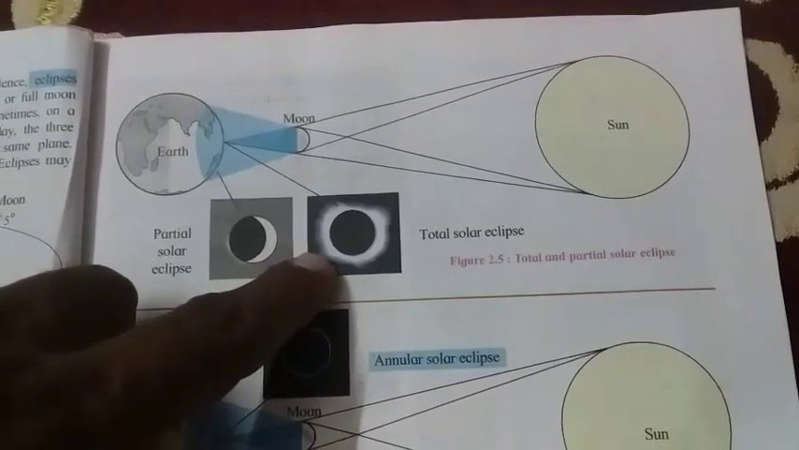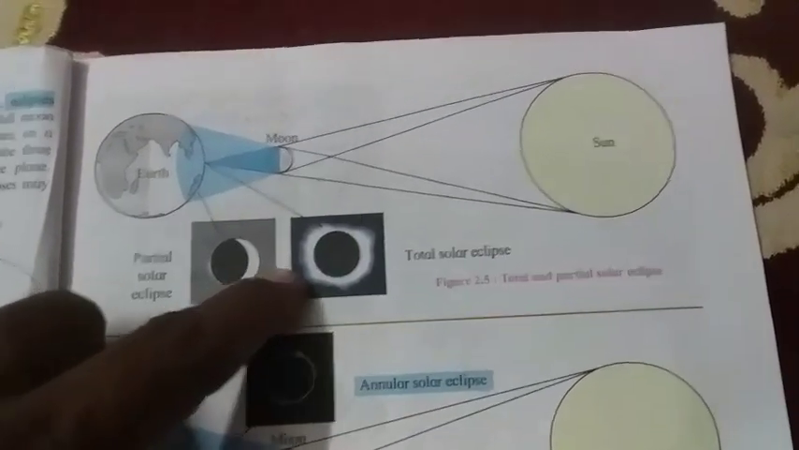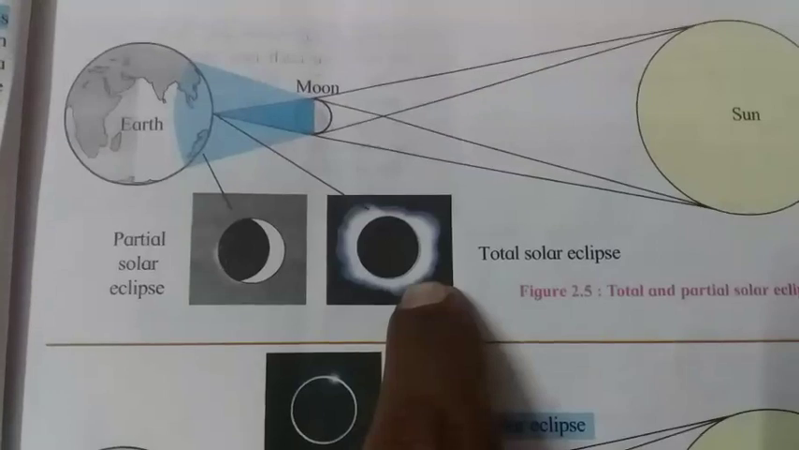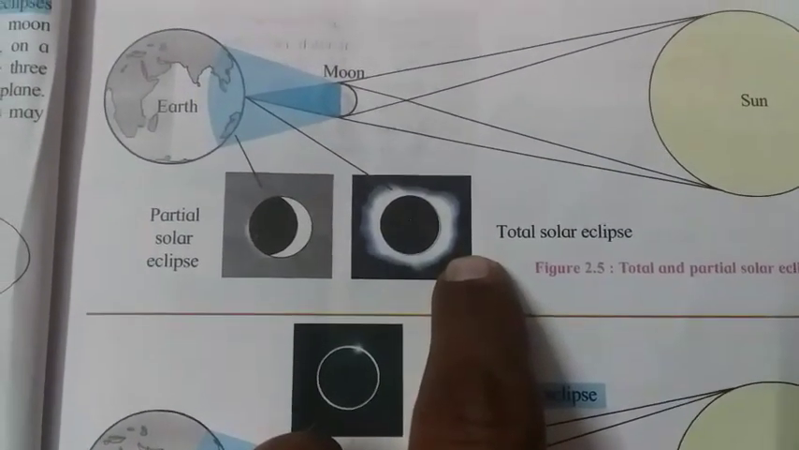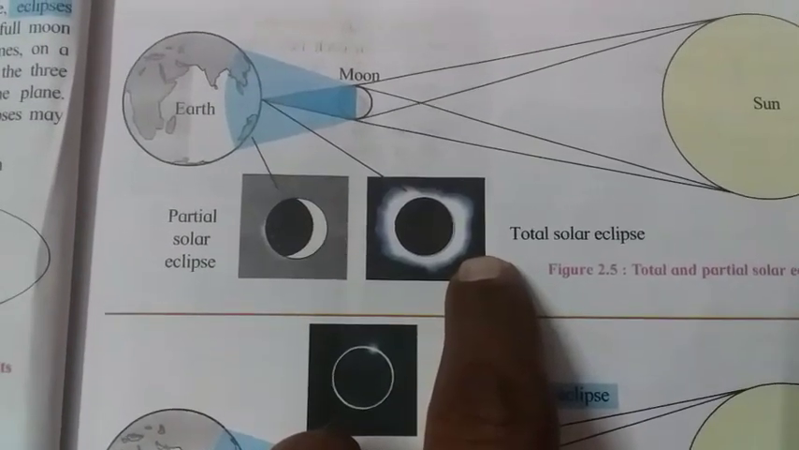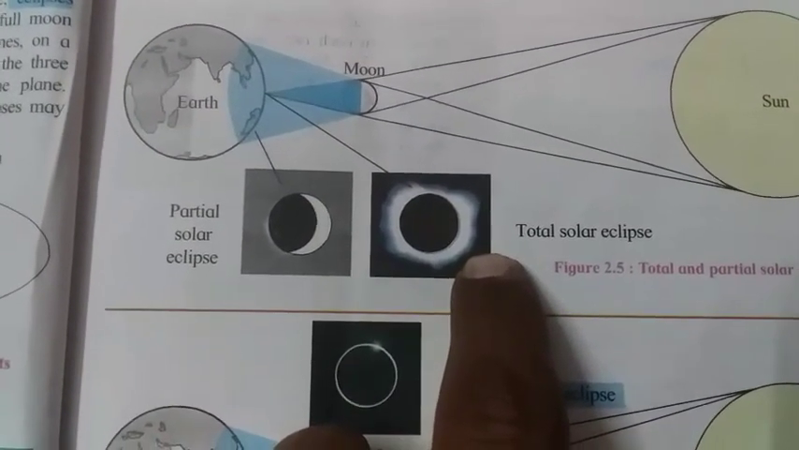A total solar eclipse is seen in a very limited region of the earth. The maximum duration of a total solar eclipse is 7 minutes and 20 seconds.